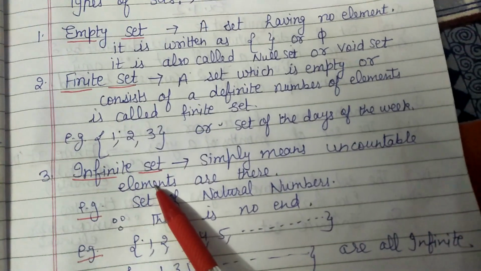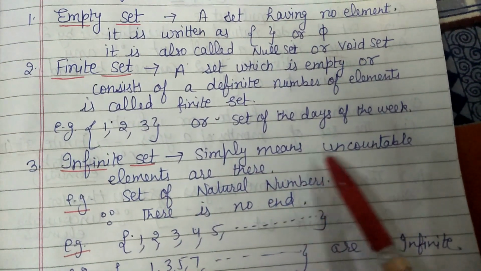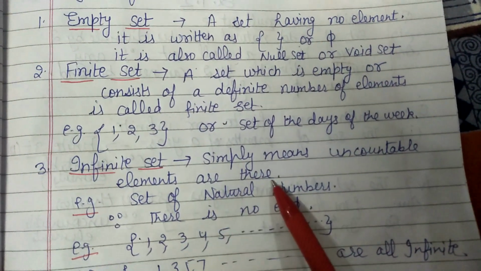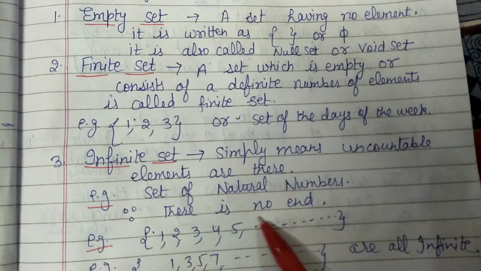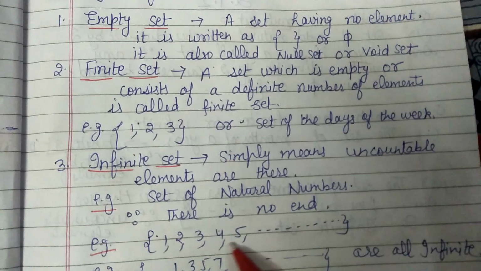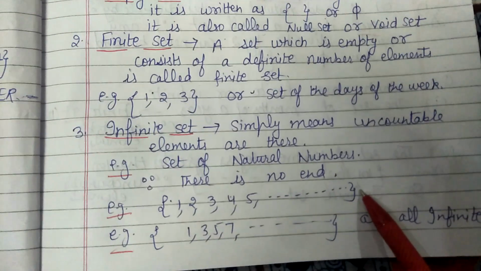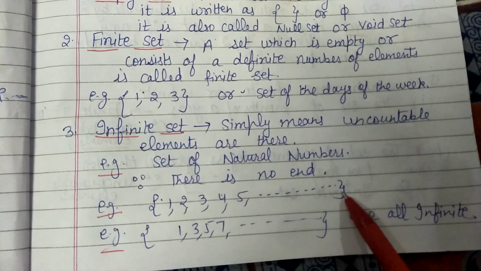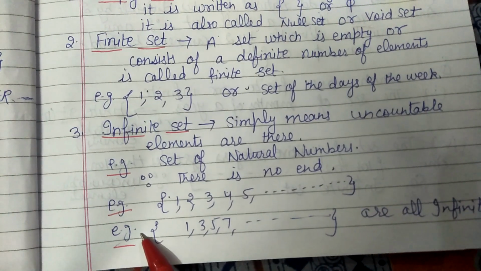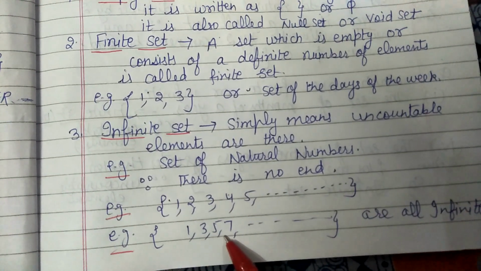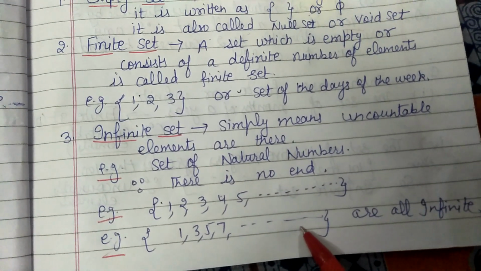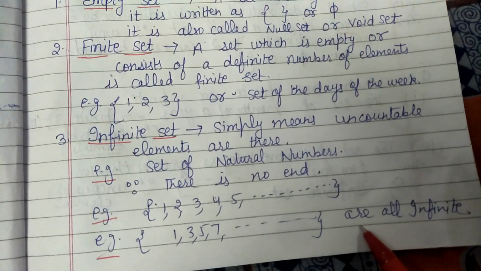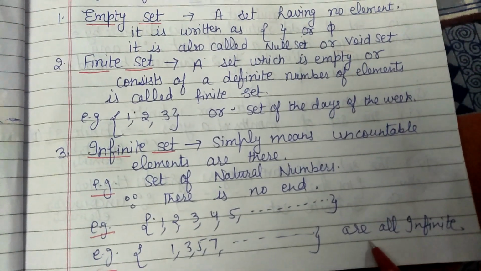Now third is infinite set. It simply means uncountable elements are there. For example, the set of natural numbers. Since there is no end of natural numbers, 1, 2, 3, 4, 5 and so on, we don't know the end. Now another example, 1, 3, 5, 7 and so on. These dots are saying there is no end. So these are all infinite sets. So children, you better understand now.